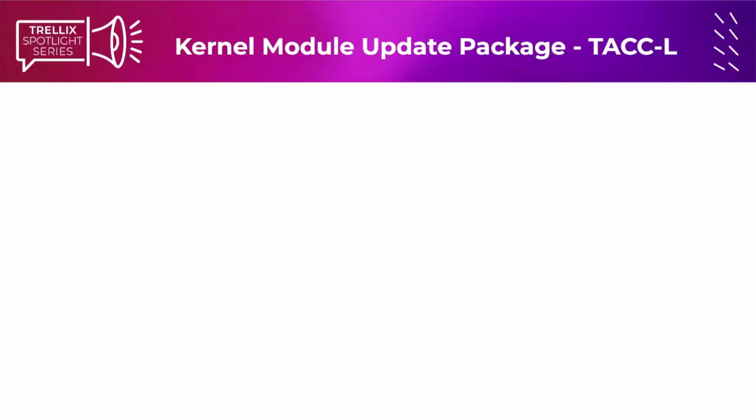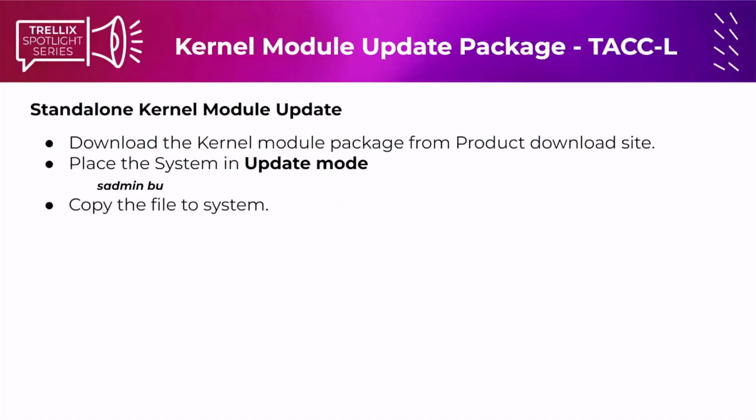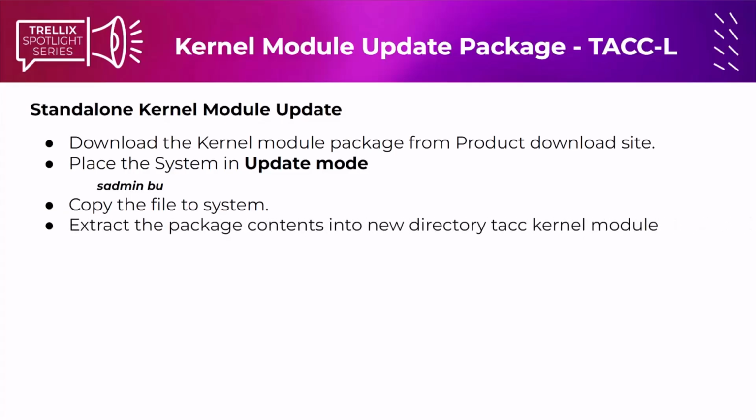Now let's see how to perform kernel module update on a standalone system. The very first step is to download the kernel module package from our product download site. Once downloaded, we need to place the system in the update mode using sadmin-bu command. Once that's done, we will have to copy the downloaded file to the system.